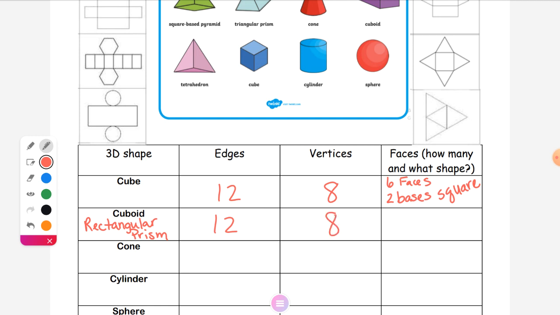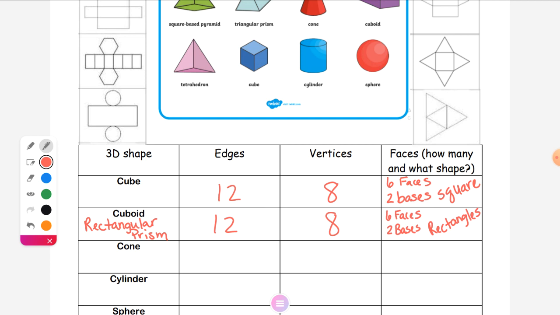How many faces, Parker? 6. How many of those are bases? 2. So 6 faces, 2 bases. What shape are all of them, Reese? Rectangles. Even if the base is a square, a rectangle? Yeah, so if it's a rectangular prism with bases that are squares, we still just call it a rectangular prism.